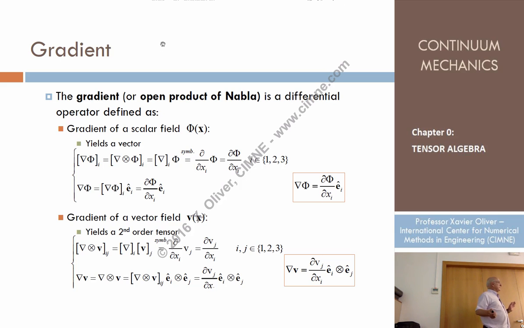That's the definition. Now, let's see how we can simplify this definition. Okay. Imagine that I understand that nabla is a vector and phi is a scalar.